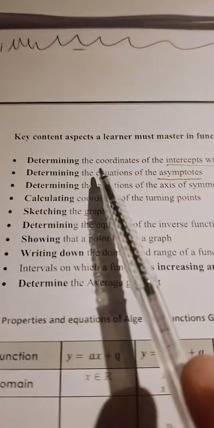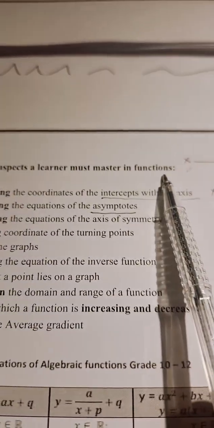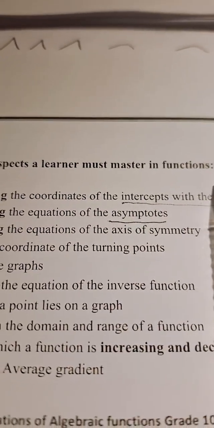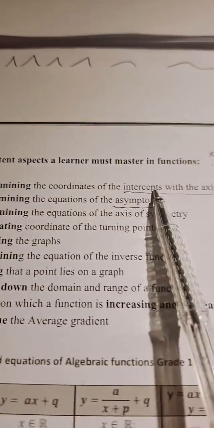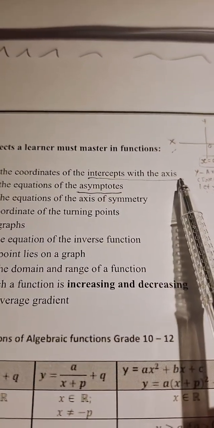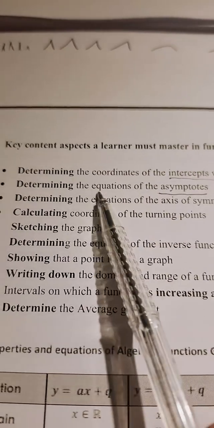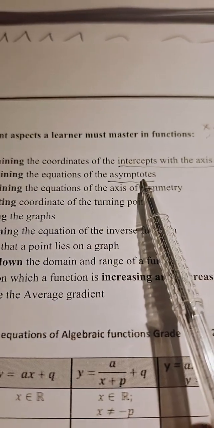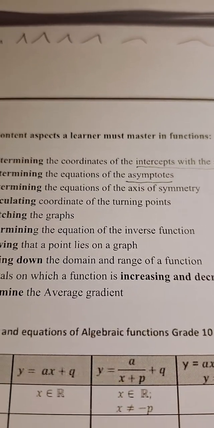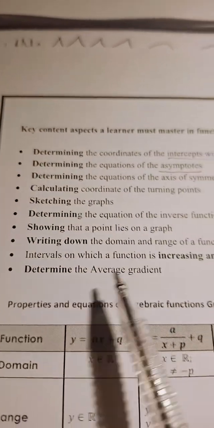Now, determining the equation of the asymptotes, these are things that you must master. Guys, you must master these things. How to determine the coordinates of the intercepts with the axes, we've just discussed that. We know what we need to do. You must know how to determine the equations of the asymptotes. You know how to do that.